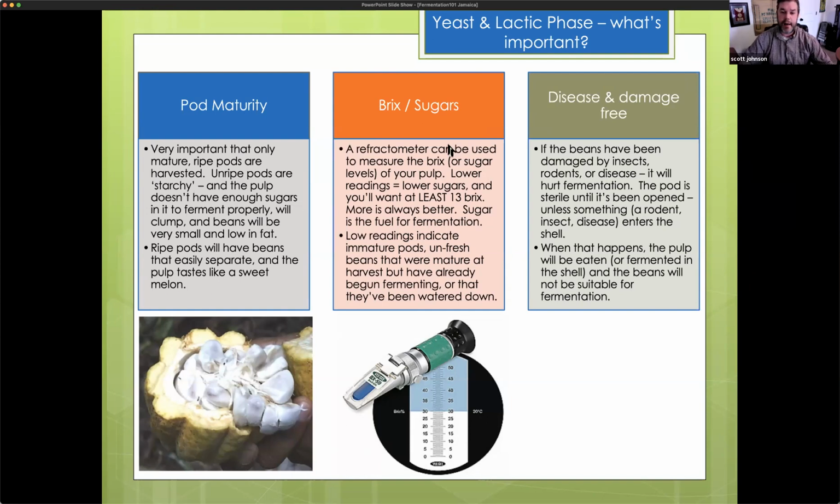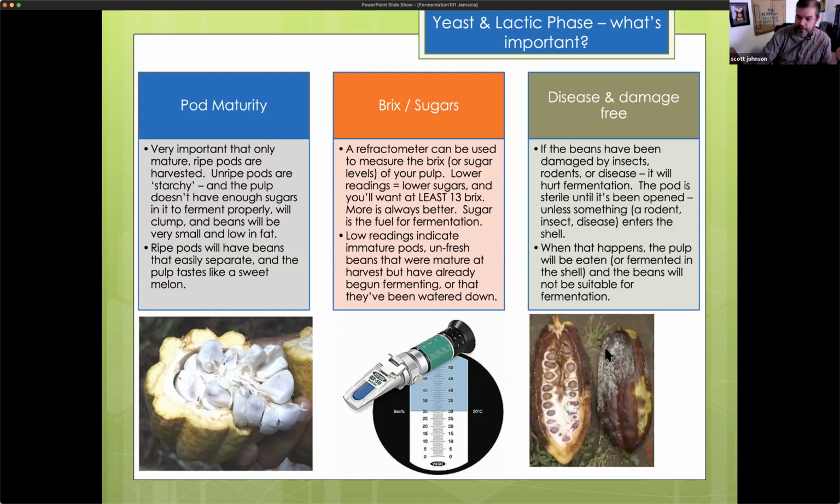All right. So we've talked about making sure you've got mature pods. We've talked about making sure you've got pods that have enough sugar in them and how to measure that. The other thing that I really want to emphasize is that it is critical that your pods and your beans be disease and damage free at this point. And I know that in Jamaica, you've got some serious disease issues that you're struggling with right now. So all around the world, everybody has disease issues.